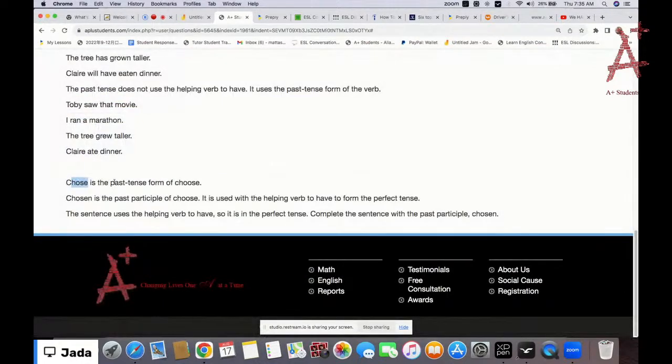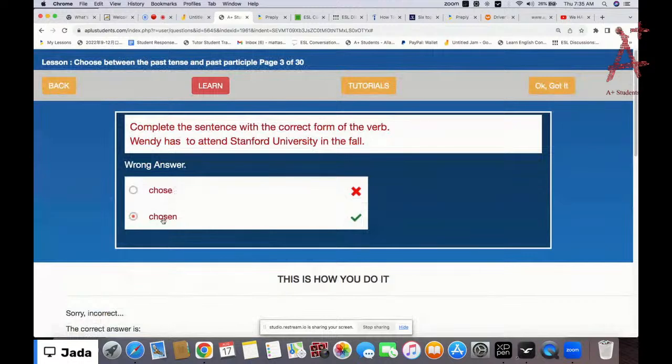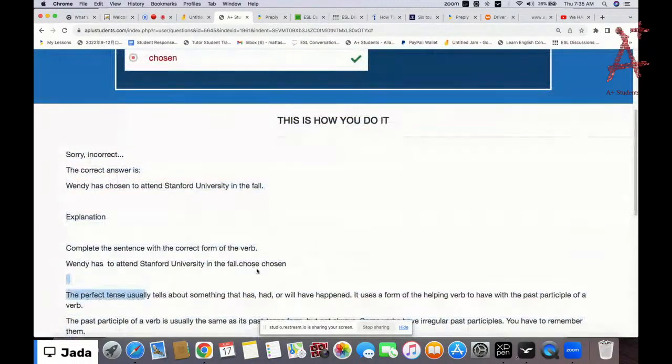So you see that chose is the past tense, but chosen is the past participle. The past tense chose is wrong, but chosen is correct because why? It uses the verb to have. Look at it, the perfect tense usually tells about something that has or will have happened. So it uses the verb to have because it has in the sentence. So Wendy has chosen to attend Stanford University in the fall. So you see chosen, the past participle, is the perfect answer. Okay, so that's it.